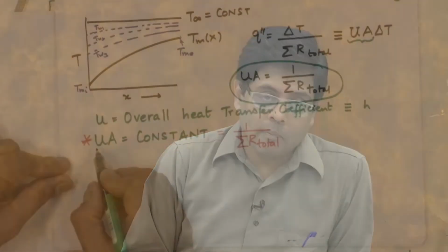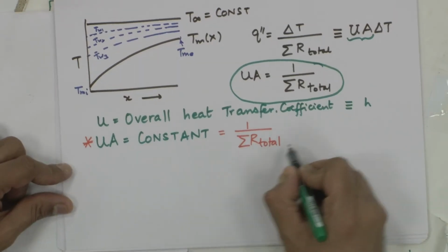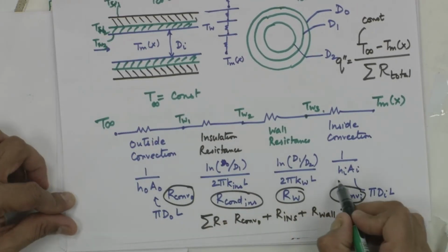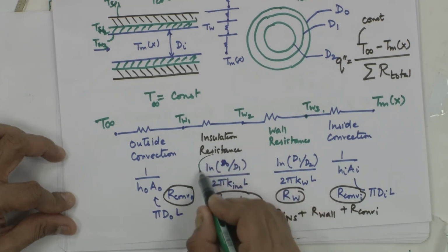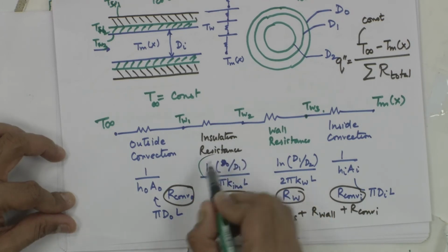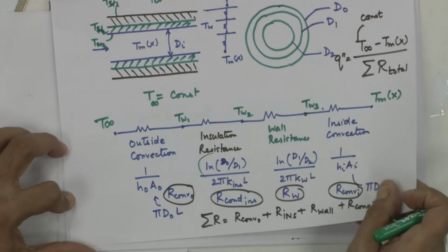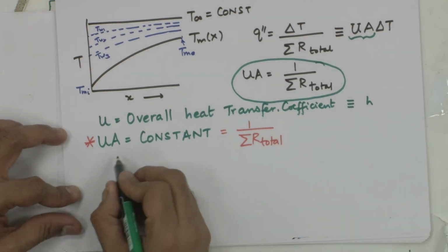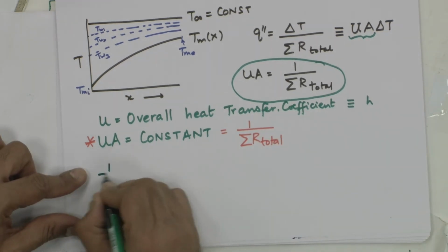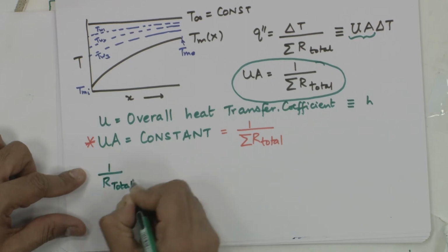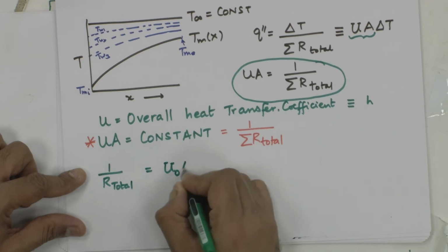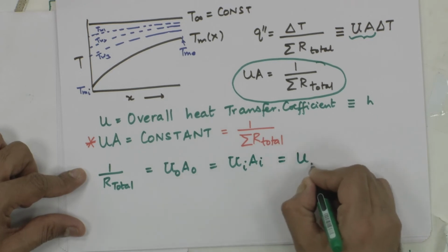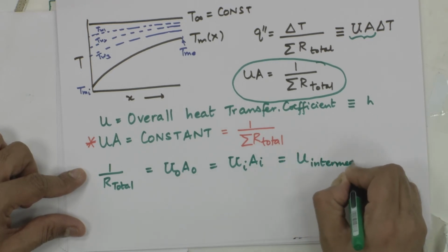What does this mean? The product of U into A. Why? Because this R total, if you look, has been defined with H naught A naught, H I A I. This is basically taking care of the varying radii because of this log term. So, everywhere the area term is embedded. So, instead of U A, what area do I take? I can say 1 by R total can be expressed in terms of outside area, inside area, or any intermediate area based.